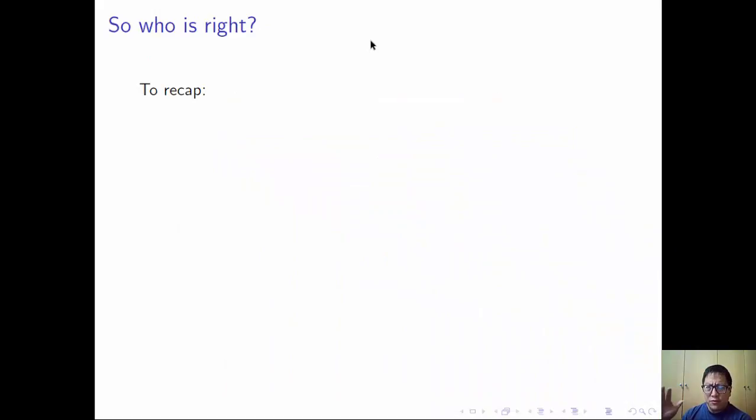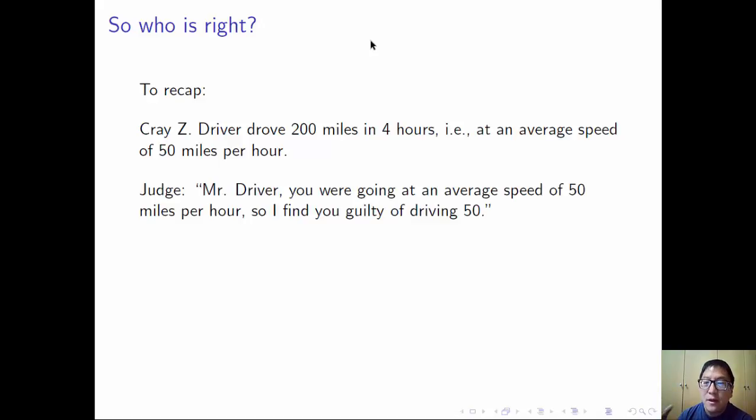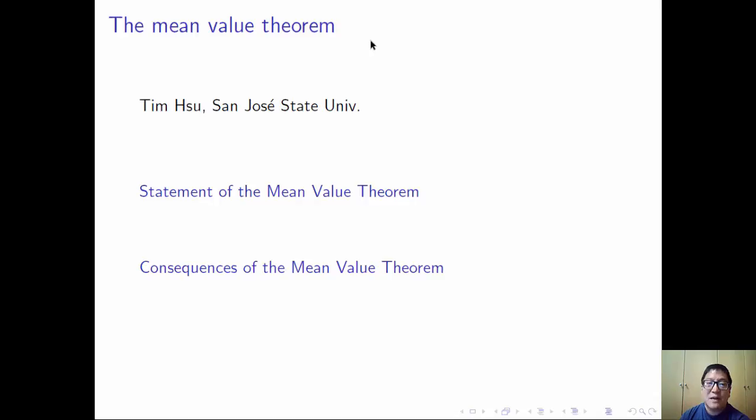So who's right? To recap from the top, Crazy Driver drove 200 miles in 4 hours, in other words, at an average speed of 50 miles per hour. And the judge says, "Mr. Driver, you were going at an average speed of 50 miles per hour, so I find you guilty of driving 50." And Crazy replies, "But you can't point at a particular point in time and say that I was driving 50 at that point in time." So who is right? Well, the answer lies in the mean value theorem. So that's our topic for today.